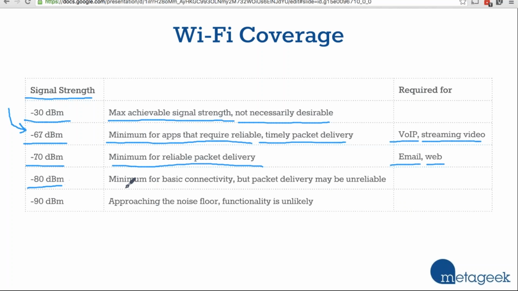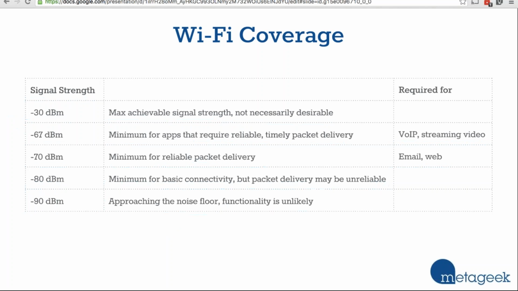Negative 80 dBm is where things are going to start to go downhill. You're going to have basic connectivity, but it's going to be kind of unreliable. At negative 80 dBm, I did a speed test at the in-laws the other day, and I was getting about negative 80 dBm in signal strength. And at that signal strength, I was only able to maintain about 2 megabits per second, so it didn't work very well at all. At negative 90 dBm, you are basically approaching the noise floor. Any functionality is going to be pretty unlikely.